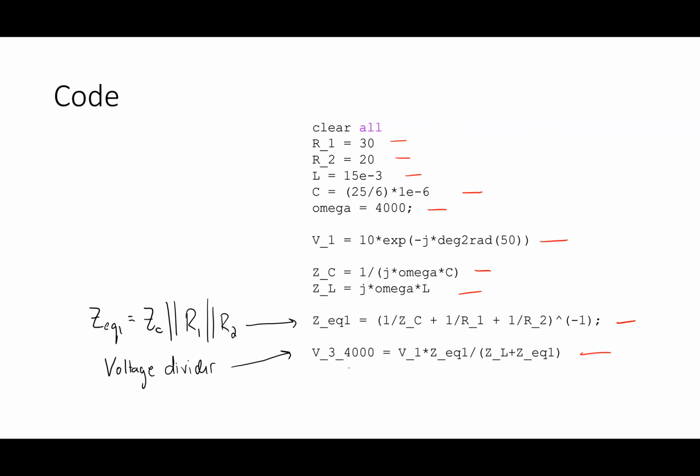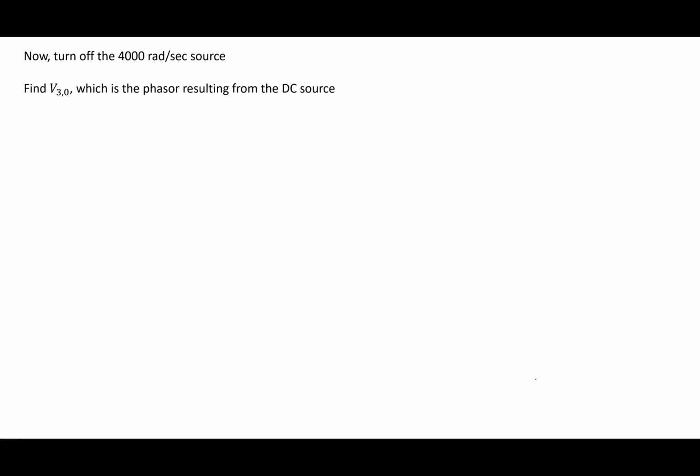All right. Now, did I write down what the actual number is here? Hopefully I did. I think I did. If I do the math, V3 4000 works out to be 2 with an angle of negative 140 degrees. Okay. All right. Now, I also have to do the same thing with the DC source. How do I do that?